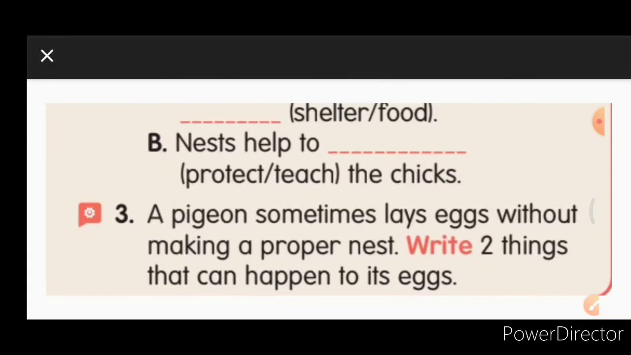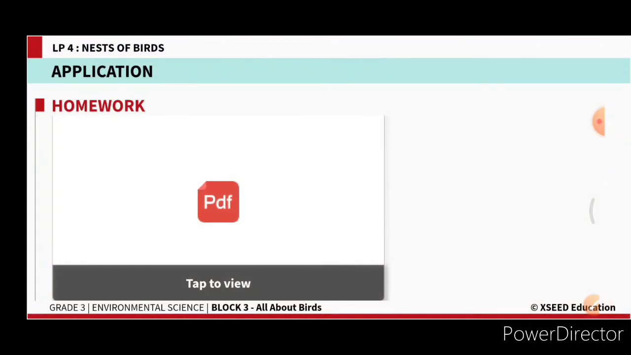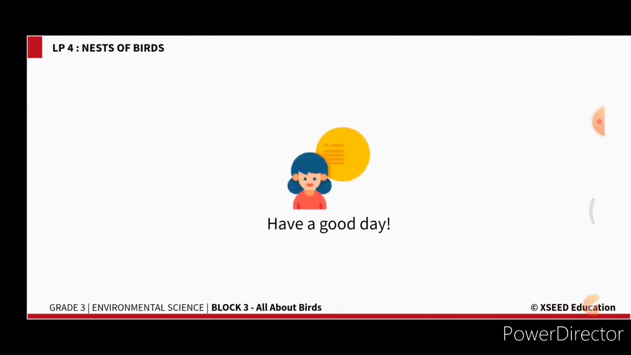So we have learnt about the nests, we have learnt about the material that is used for nests, we watched the video, we learnt the keyword, we have done the worksheet, and we also discussed the practice questions in the content book. That's all for today.